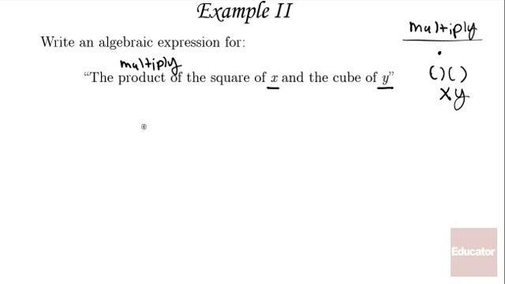Okay, so I have the product of the square of x. That's telling me I'm going to take x and I'm going to square it times the cube of y, y cubed. So this is x squared times y cubed. Or I could have even just left the dot out and written it as x squared y cubed with no dot in between.